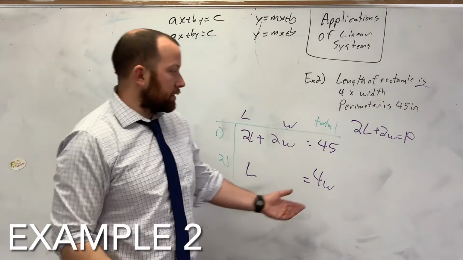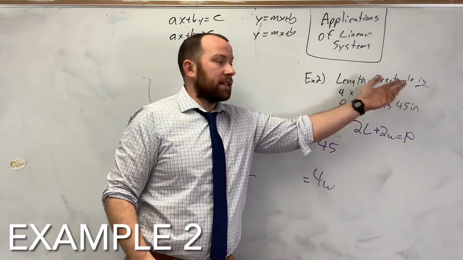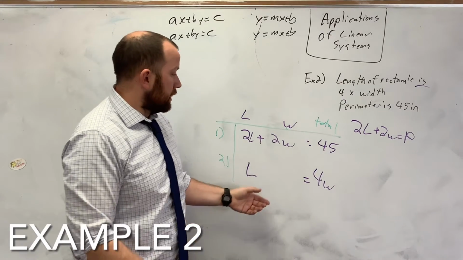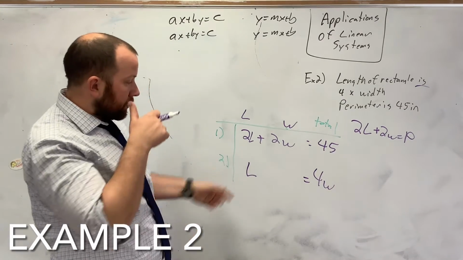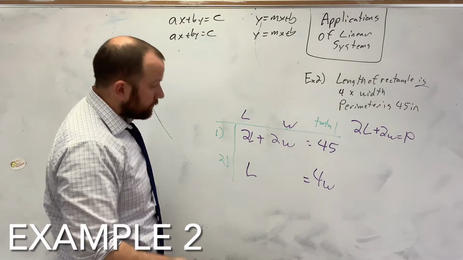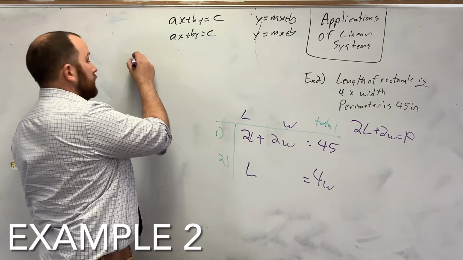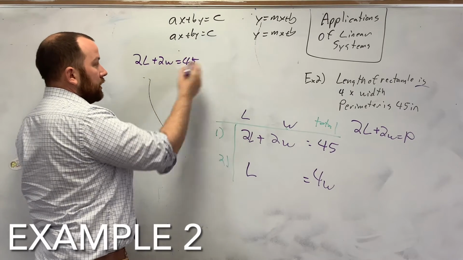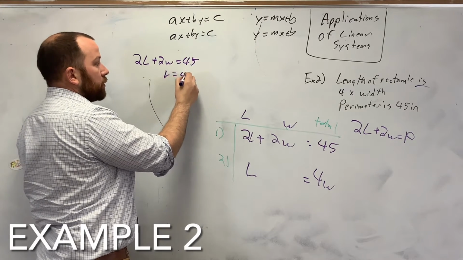All right, I still have my total of 4W because that's how you read. Whenever you say "is," the next thing's going to be your total. So here's my 2 equations, even though it doesn't look exactly like that. And then I solve from here. So 2L plus 2W equals 45, and then L equals 4W.